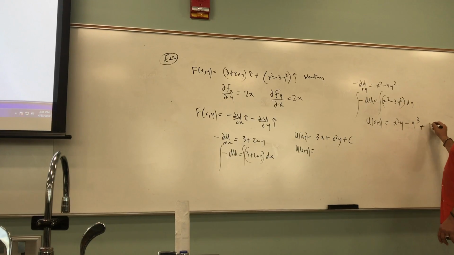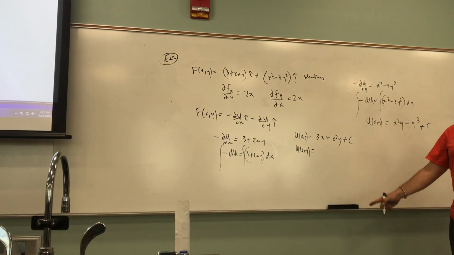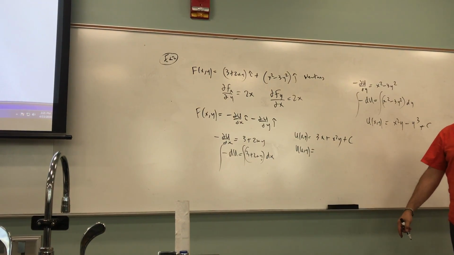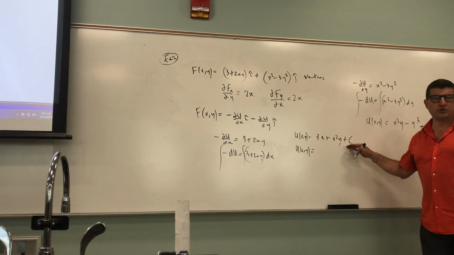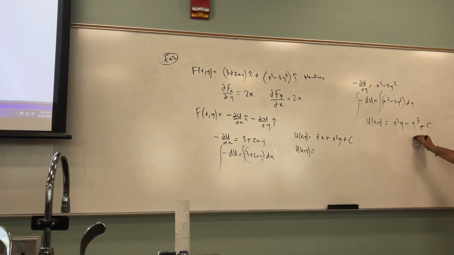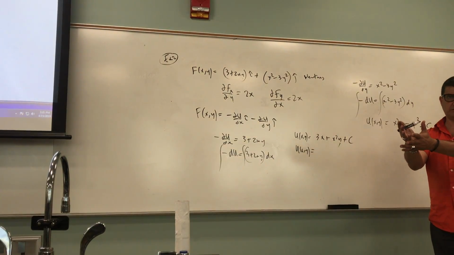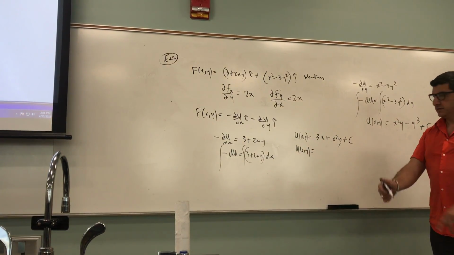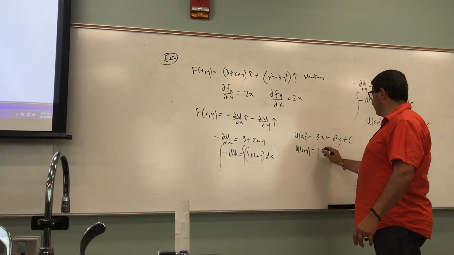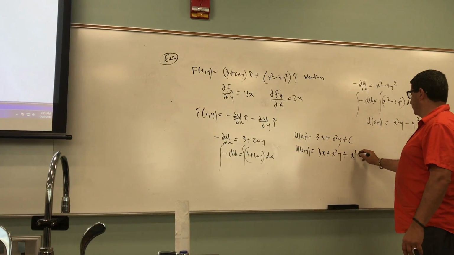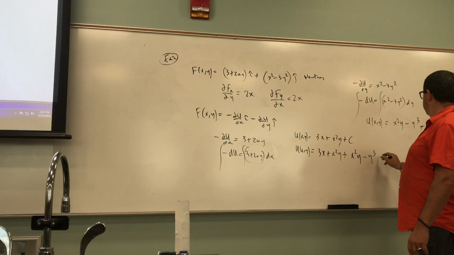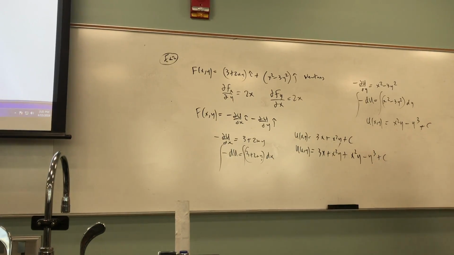Then combine these two, right? Because potential energy is a scalar, not a vector. In other words, this isn't the x component of u, and this is the y component of u. It's all one function, right? So we can combine this guy plus that guy, okay?